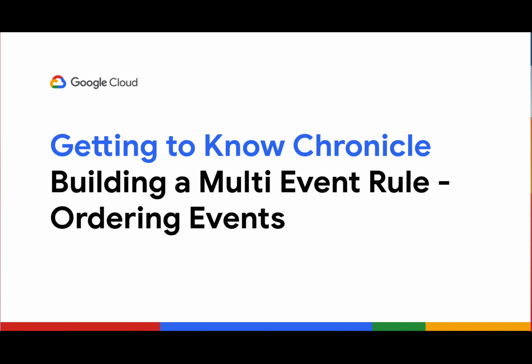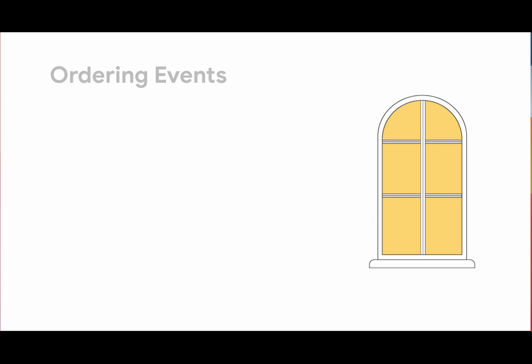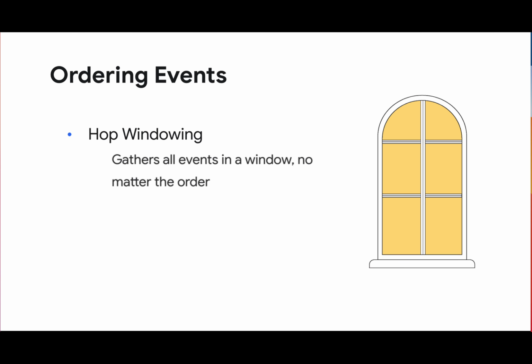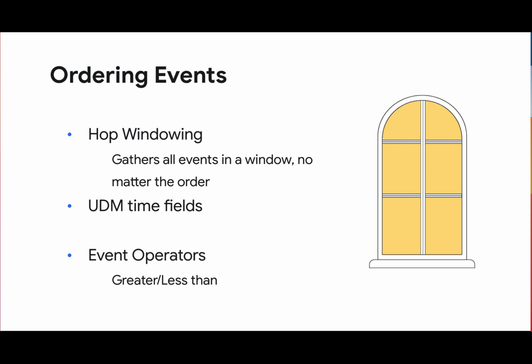I'm John Stoner, a member of the Adoption Engineering team at Google Cloud, and today we're going to build a multi-event rule with a particular focus on ordering events for our detection. Our previous multi-event rule video talked about the basics of setting up the rule. This time we're going to discuss the time window a bit further, UDM time fields, and event operators that can all be used to order our events in a detection.